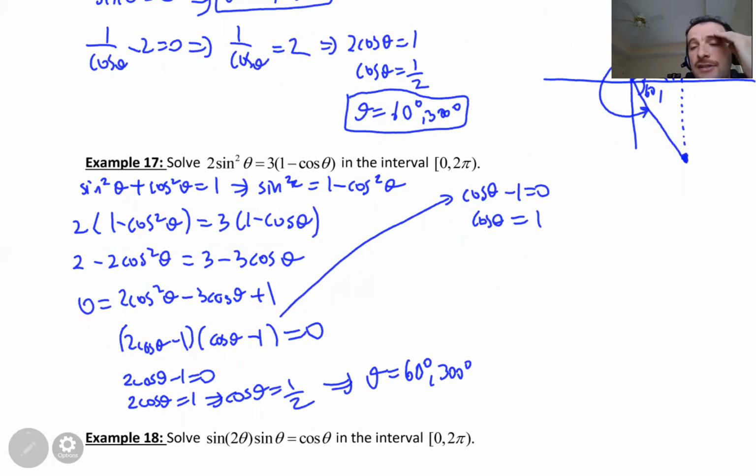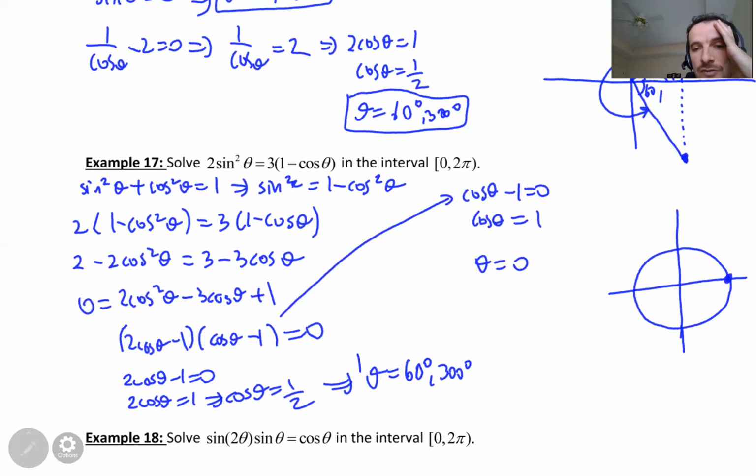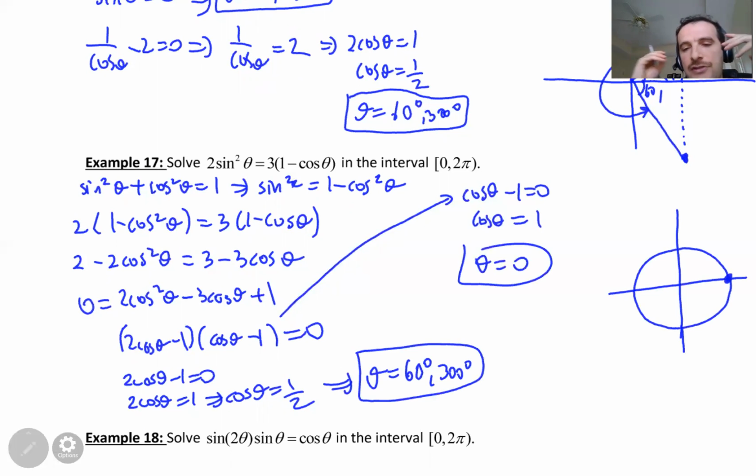And from there, cosine is equal to 1. Which quadrant is that? Okay, remember the unit circle. Cosine is the x value. So which x? X is 1 only here, right? Which angle is that? 0, right? So theta is equal to 0. So we get 3 solutions. 0, 360, and 300. Okay?